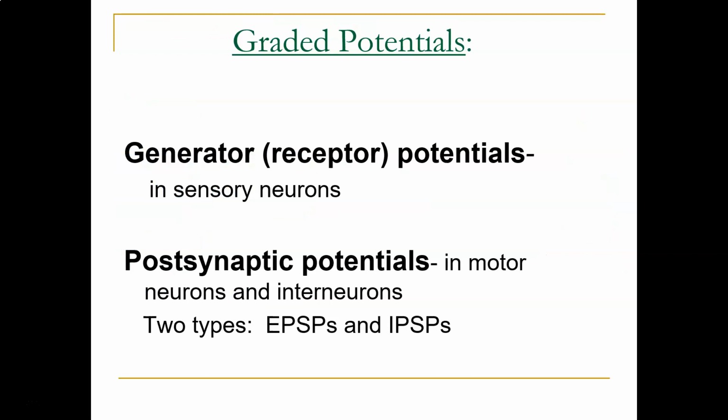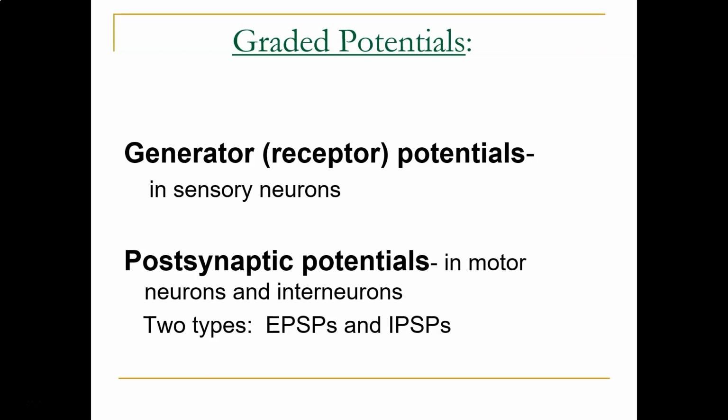And also you need to understand the difference between these two vocabulary terms. In sensory neurons, we call graded potentials receptor potentials or generator potentials. In motor and interneurons, they're called postsynaptic potentials. And they come in two types, EPSPs and IPSPs, excitatory and inhibitory. So I'm going to describe these in a moment. So keep these two terms in mind.